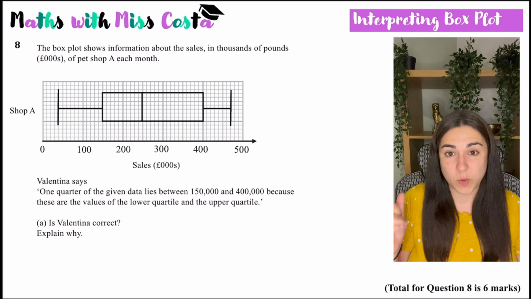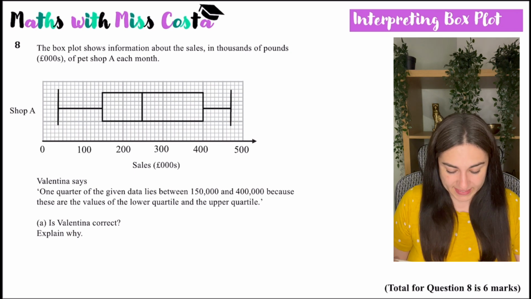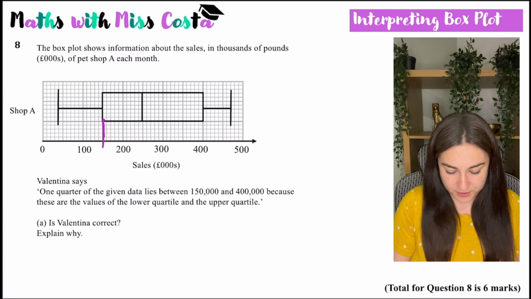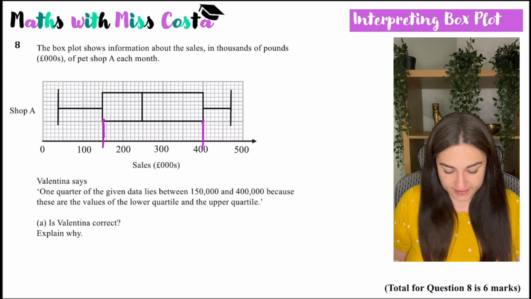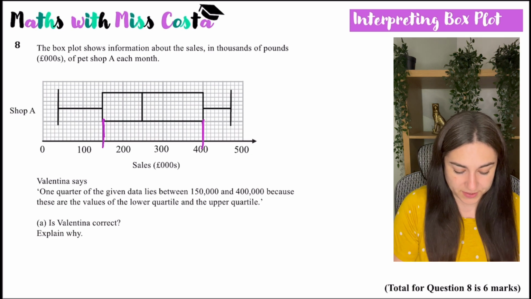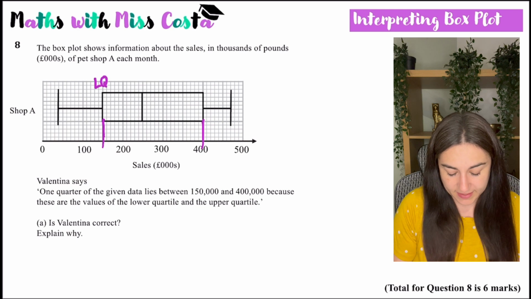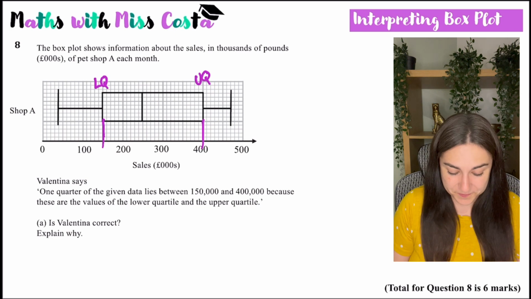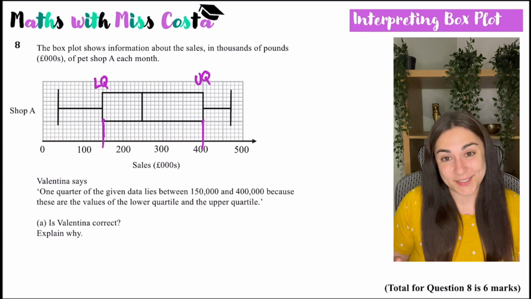Valentina says 1/4 of the given data lies between £150,000 and £400,000, because these are the values of the lower quartile and the upper quartile. Okay, so yes, she is correct. That is the lower quartile and this is the upper quartile. However, because of that, it means she's actually incorrect.